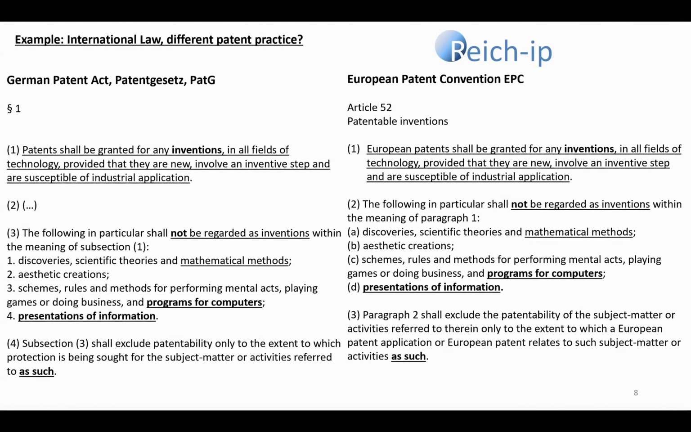And what is of special relevance for us is the last passage, respectively, which reads that if a European patent application or European patent relates to such subject matter or activity as such, then it is excluded from patentability. So those two words are really the game changer regarding the patentability of software. And what is software as such, or what is, let's call it, a technical software, we're going to find out on the next slides.